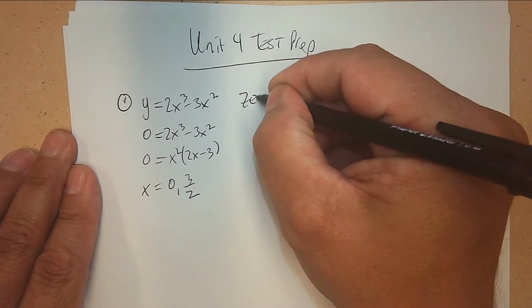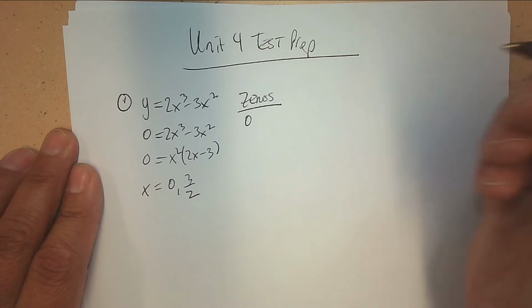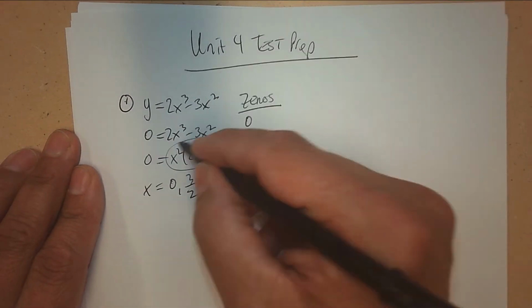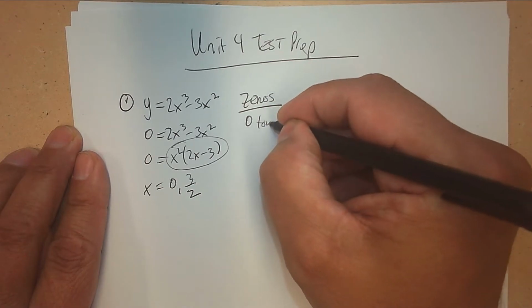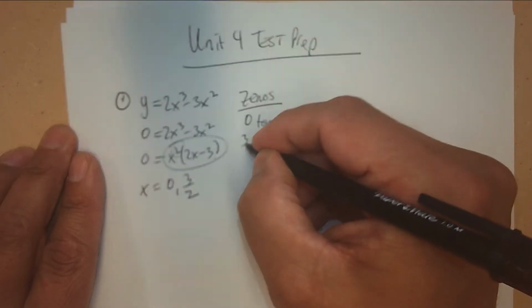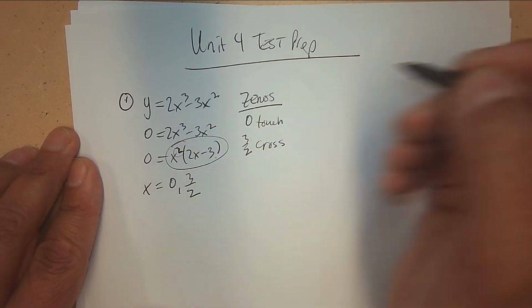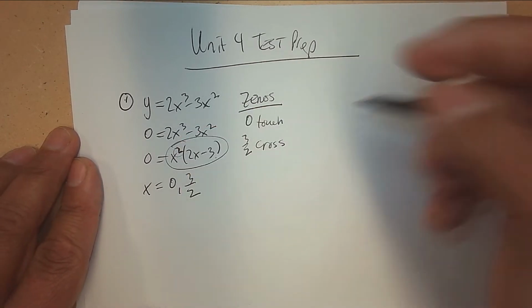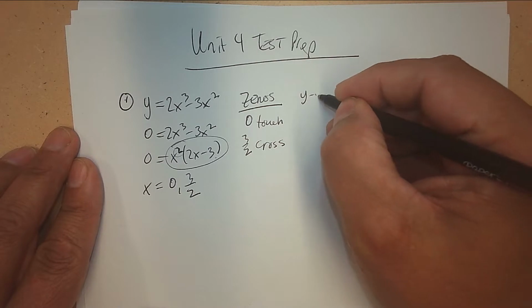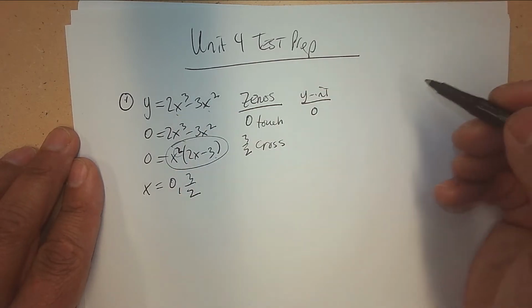If I ask for the zeros, here it's in factored form, so at 0 it's going to touch because we have an even exponent, and at 3 over 2, which is 1.5, it's going to cross. Multiplicity from last year. What else? Y-intercept. Wherever there's an x, put in 0, so the y-intercept is 0.